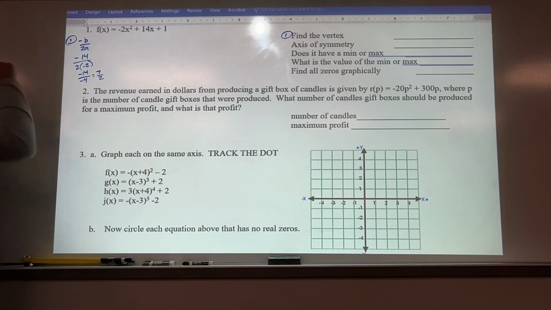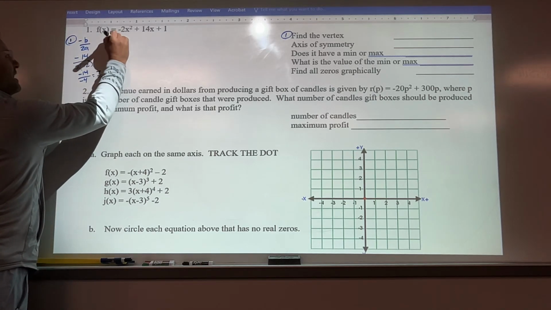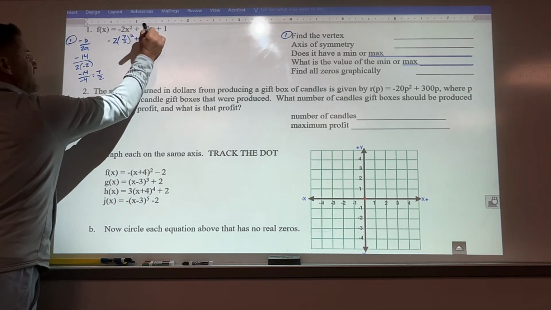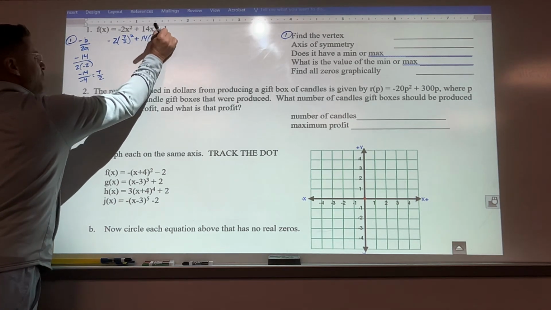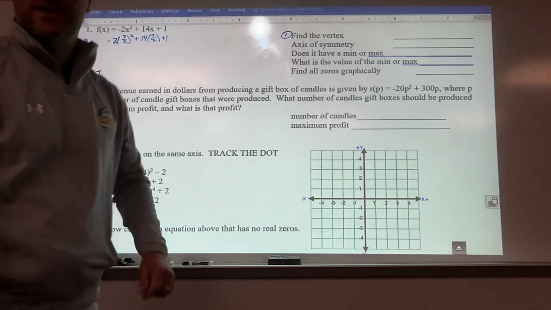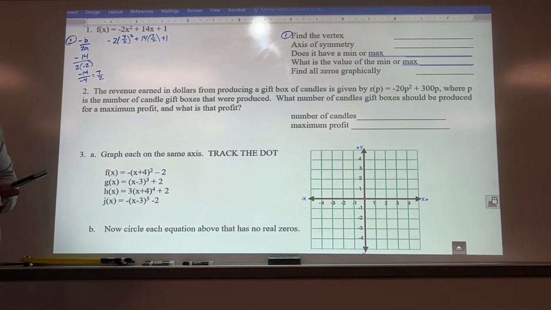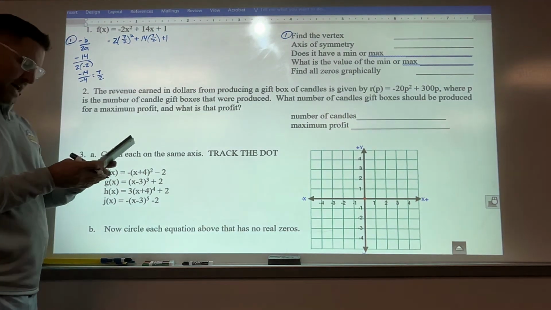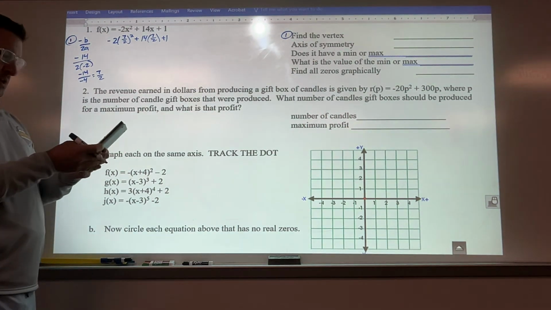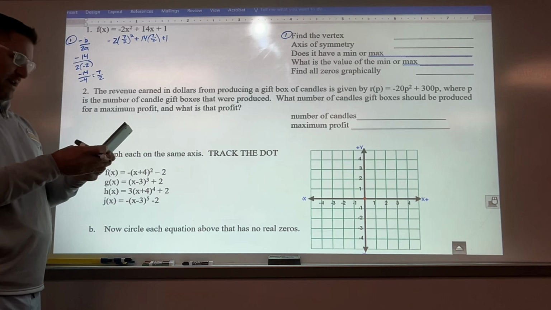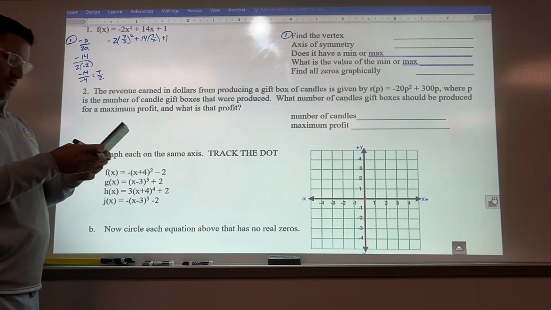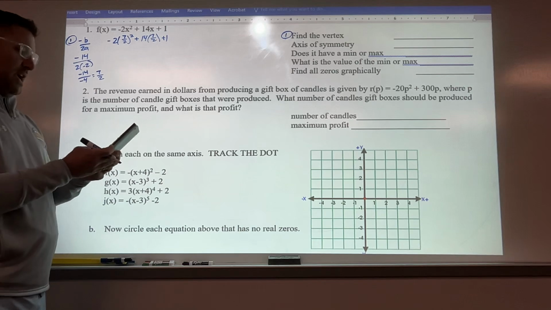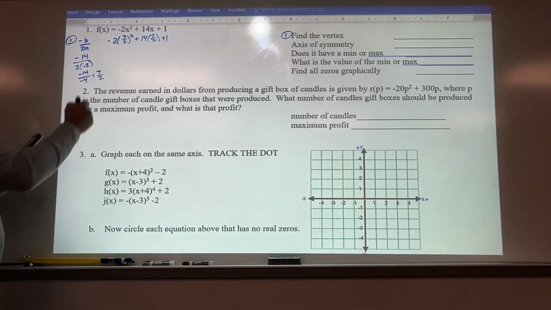Then I take that 7 over 2 and plug it in: negative 2 times 7 over 2 squared plus 14 times 7 over 2 plus 1 will actually find the vertex. At that point, you can go to your calculators. You could use 7 over 2, or you could use 3.5. So I'm going to do negative 2 times 3.5 squared plus 14 times 3.5 plus 1, and I got 25.5 for that.